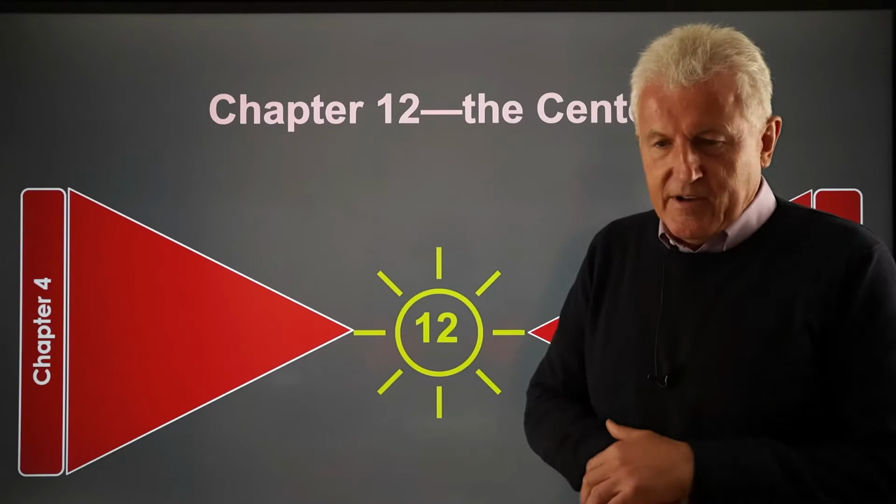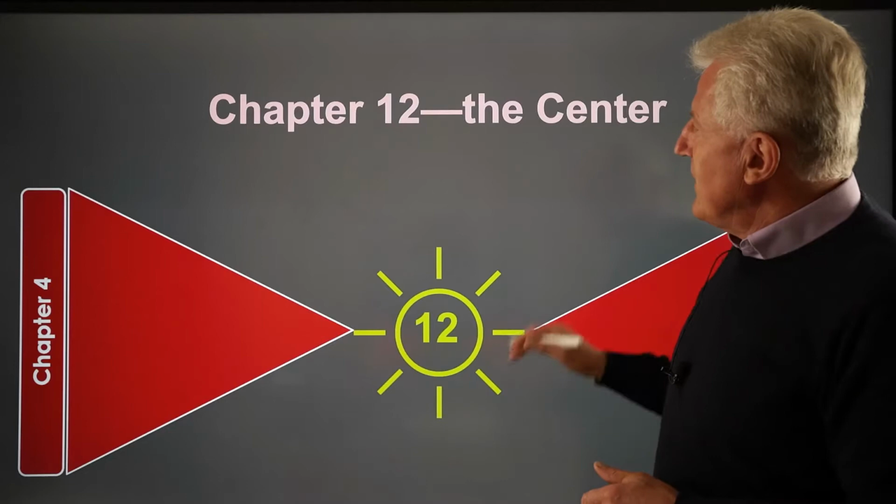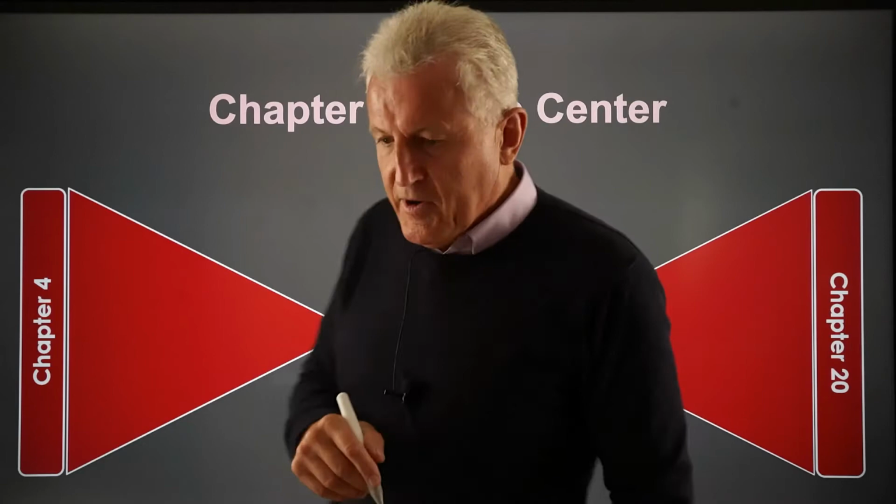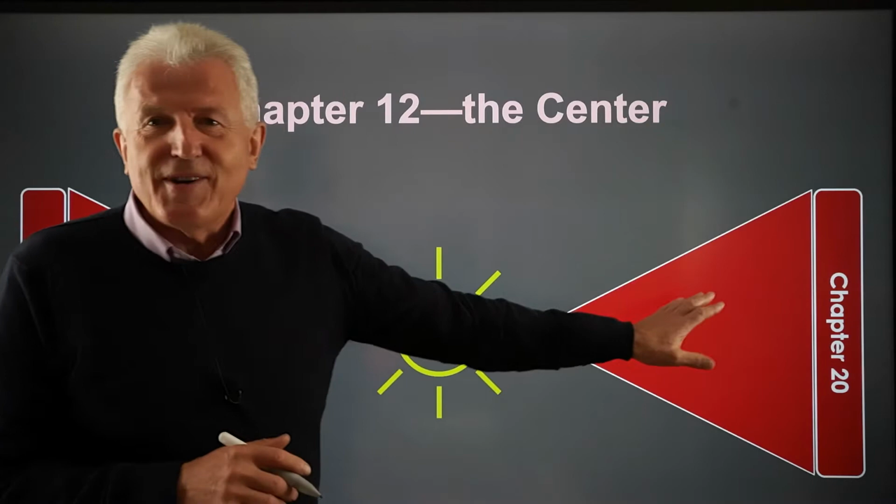And I have great support from many scholars who have wrestled with the literary structure of Revelation, that chapter 12 is the central chapter, that story of the cosmic conflict. And one can easily see how this chapter influences the ending of the story, how you move from chapter 12 to chapter 20.